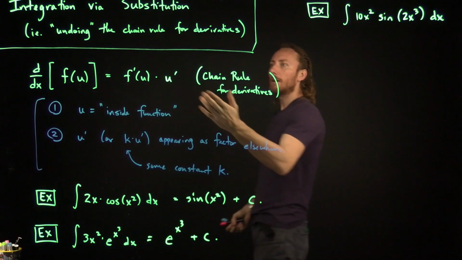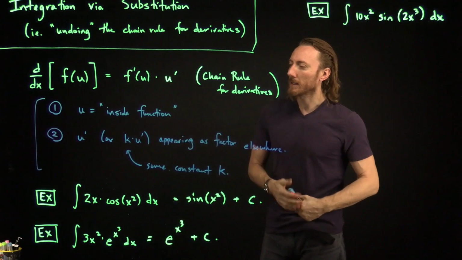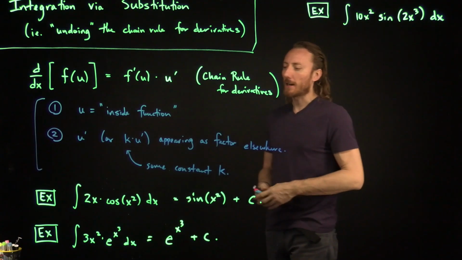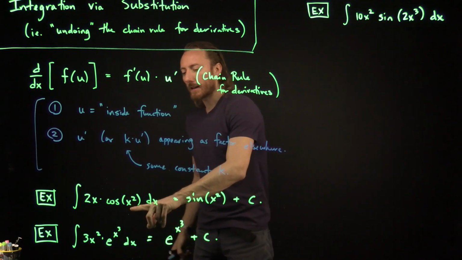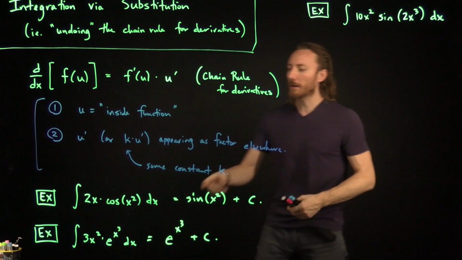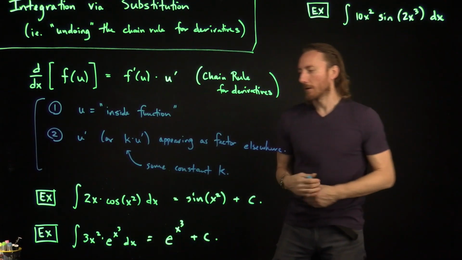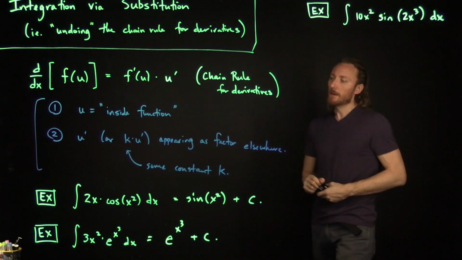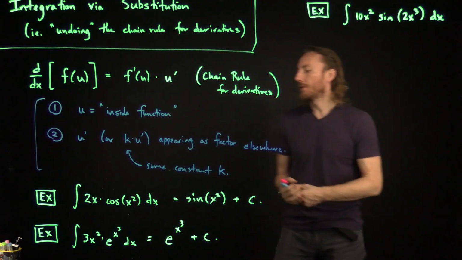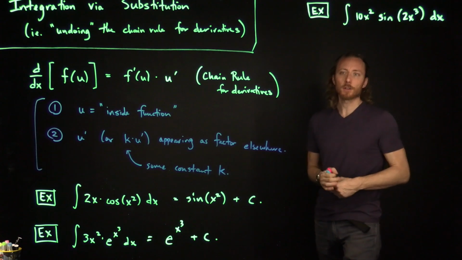And then ultimately we want to be on the lookout for u prime, or in general, some constant multiple of u prime, some k times u prime, appearing as a factor elsewhere. So noting that our inside function u in our first example was x squared in cosine x squared, well then the derivative of that x squared would be the 2x that makes an appearance. And then similarly the u was x cubed, and the derivative of x cubed was 3x squared, which also made an appearance as a factor elsewhere.